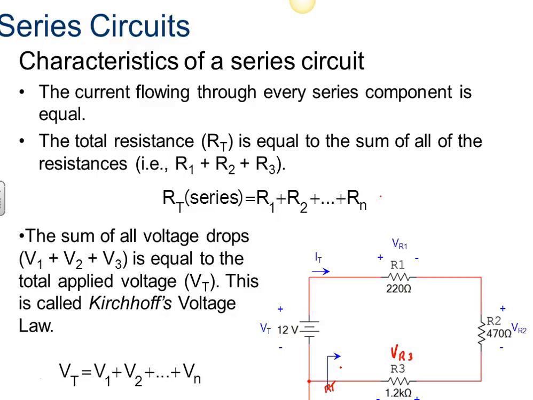For voltages, the sum of the voltage drops, V1 plus V2 plus V3, is equal to the total applied voltage. So the voltage at our battery, we have a 12-volt battery over here, and our voltage, VR1 plus VR2 over here, plus VR3, has to sum up to 12 volts, which is our V total. And that is Kirchhoff's voltage law. So we end up with the equation VT equals V1 plus V2 plus V to however many that we might have out here.